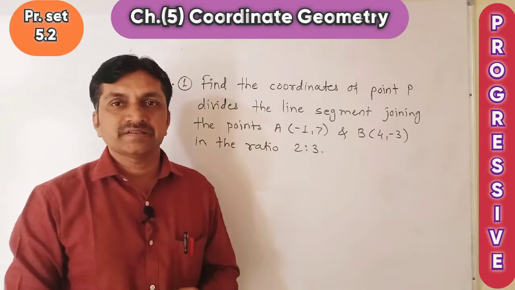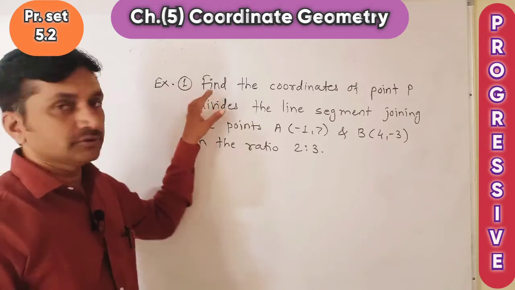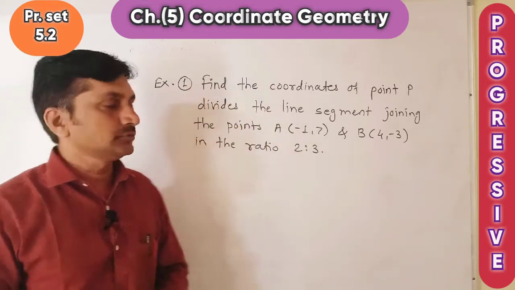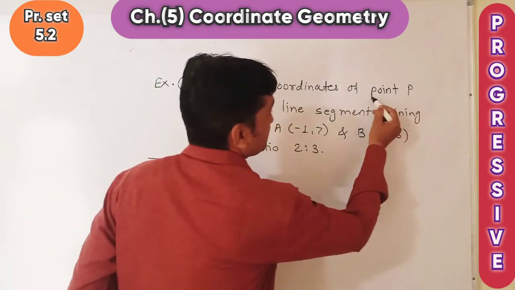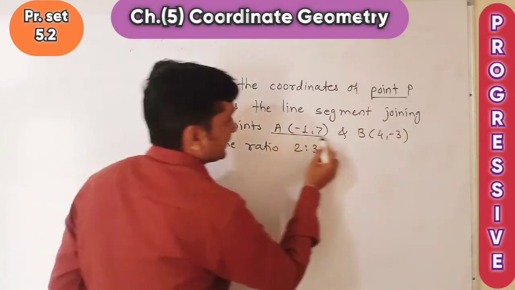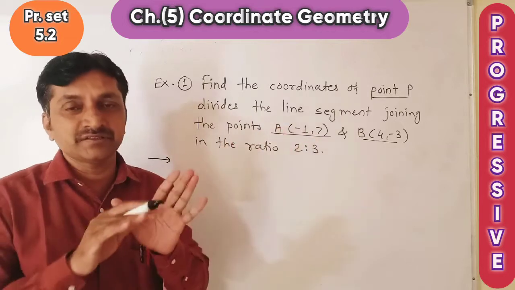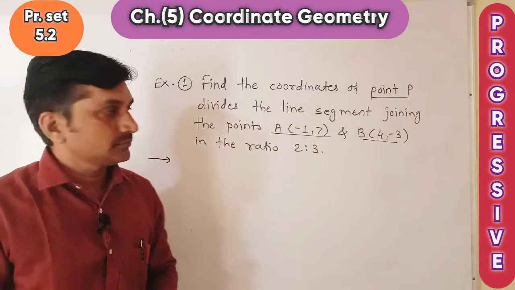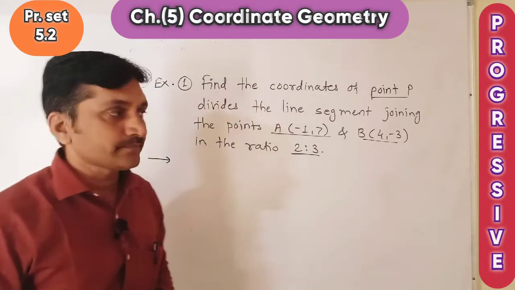Now let's start practice set 5.2. The first example is based on the section formula. Find the coordinates of point P which divides the line segment joining the points A and B. Point P is in the interior, in the given ratio, which means m is to n.